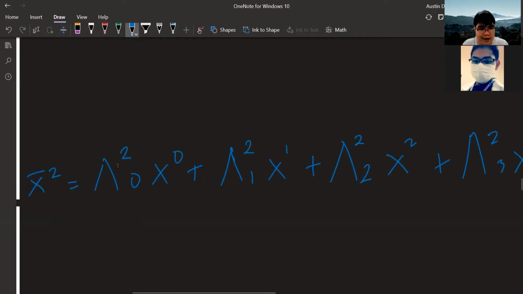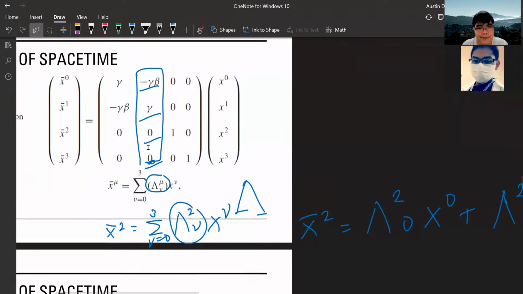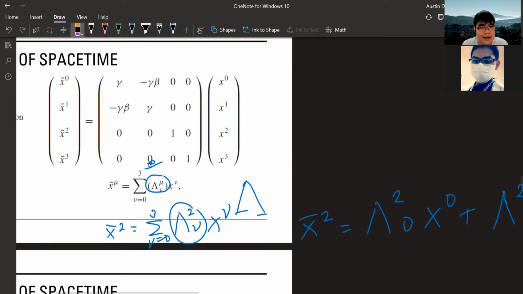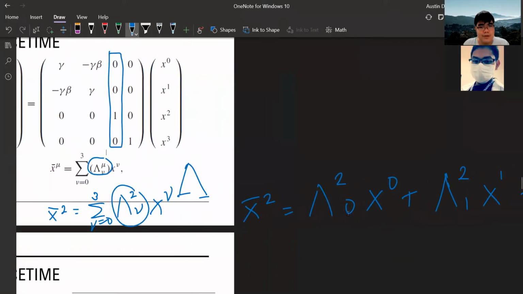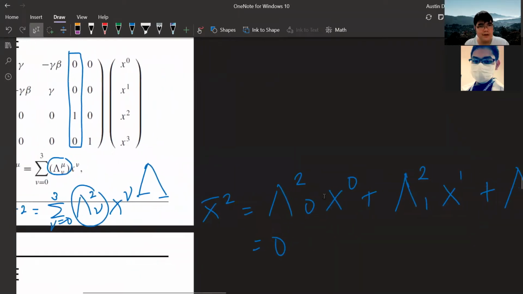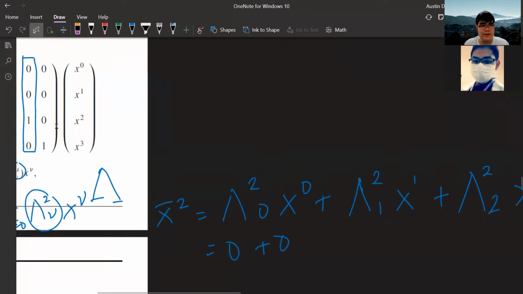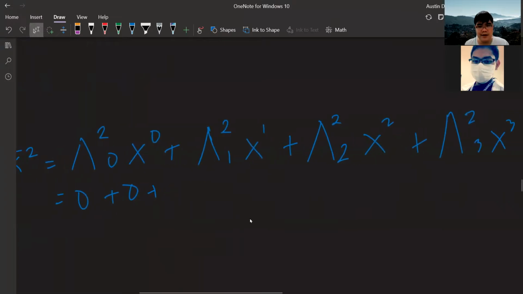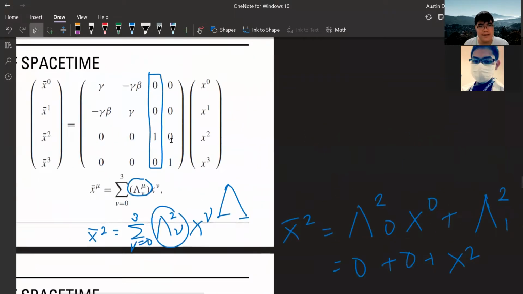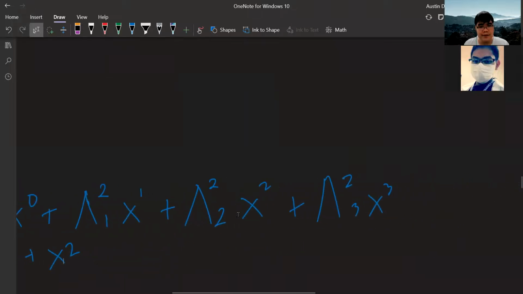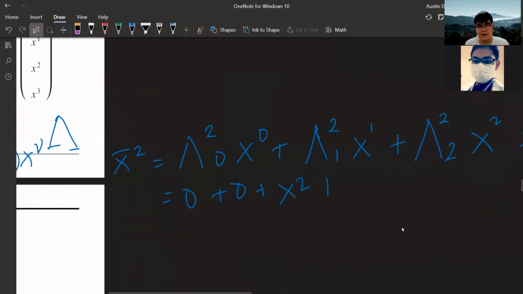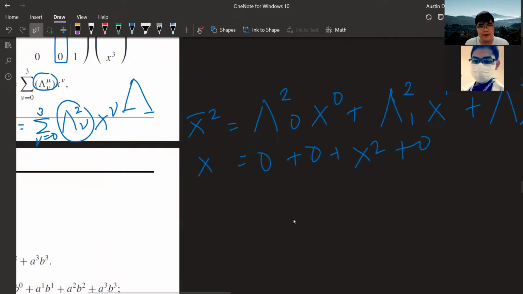Okay? So just need to get lambda 2, 0. Oops, mali. Hindi siya yun. Kasi ang starting point nga pala ay 0. So 2, 0 would be itong part na to. Okay? So 2, 0 is 0. 2, 1 is this guy, 0. 2, 2 is 1. So that's plus x2. Lastly, lambda 2, 3 is 0. Okay. So x bar 2 is just x2.